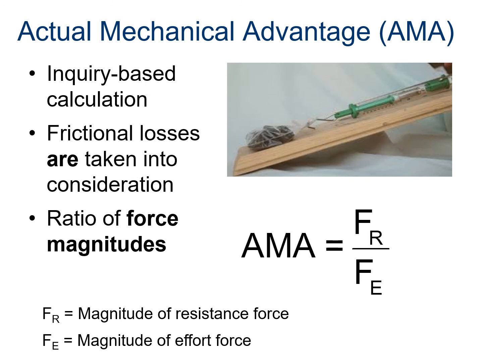The other way we can look at mechanical advantage is by calculating the actual mechanical advantage, or AMA. This is an inquiry-based calculation, which means we actually have to do a hands-on experiment to measure it. Friction losses are taken into consideration, and essentially it's the ratio of the force magnitudes. The equation that we use is AMA is equal to FR over FE, where FR is the resistance force and FE is the effort force.